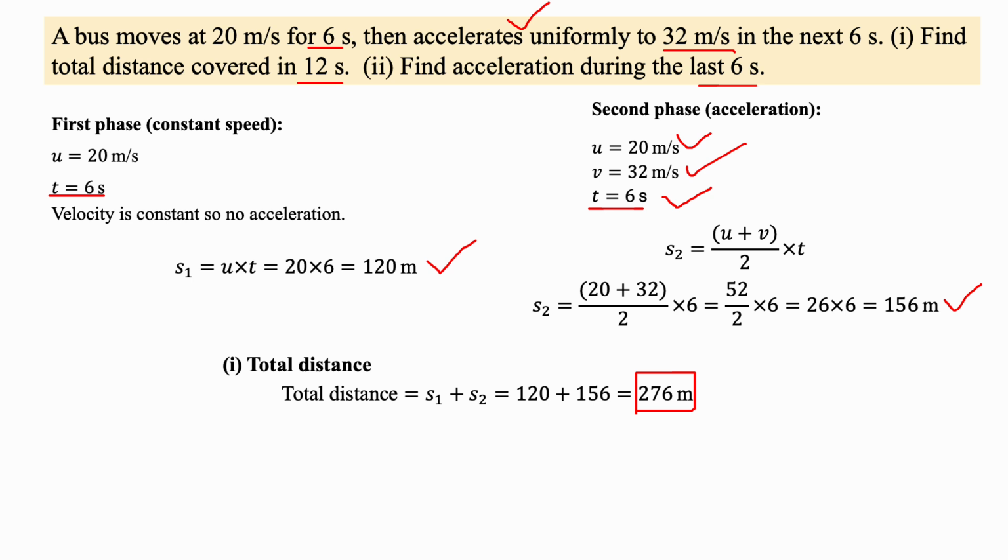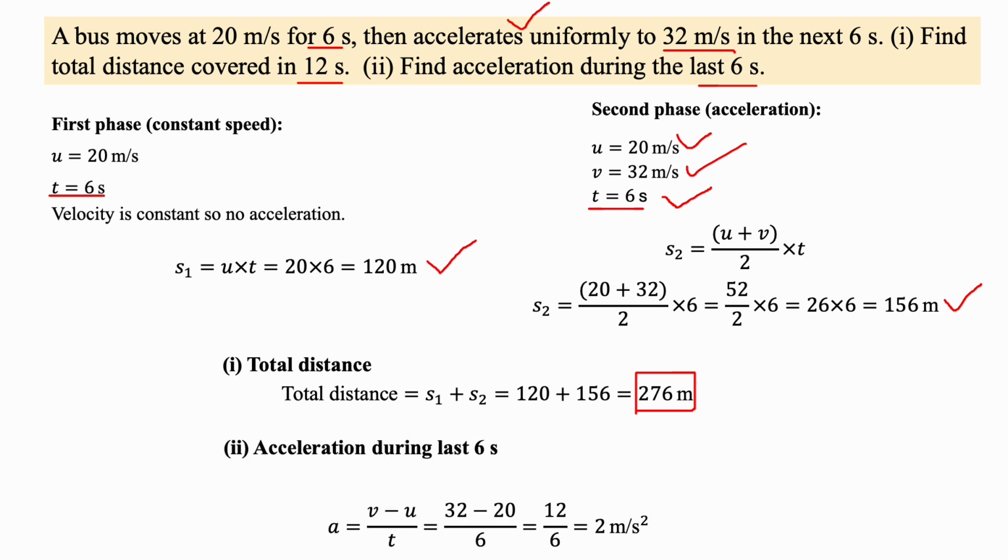Now we need to find the acceleration during the last 6 seconds. So a is equal to (v minus u) divided by t. v is equal to u plus at, and if you rewrite the equation in terms of a, you will get a equal to (v minus u) divided by t. So v is 32, the final velocity, u is the initial velocity, which is 20, and time is 6 seconds. In 6 seconds, it accelerated to 32. So on substituting the values, we will get the acceleration equal to 2 meters per second squared.